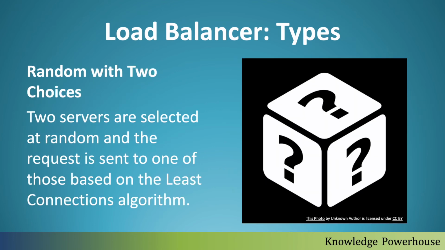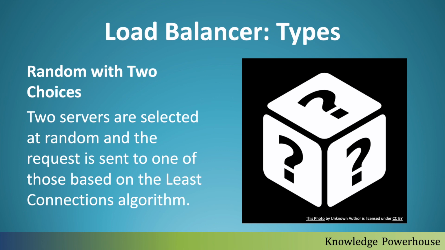Another type that we are covering here is random with two choices. This is also a very good choice where we first select two servers at random. So we have some kind of random algorithm to pick two servers, and then out of those two servers, we apply the least connections algorithm. Based on that, we know which server is least loaded, and to that server we send the traffic.